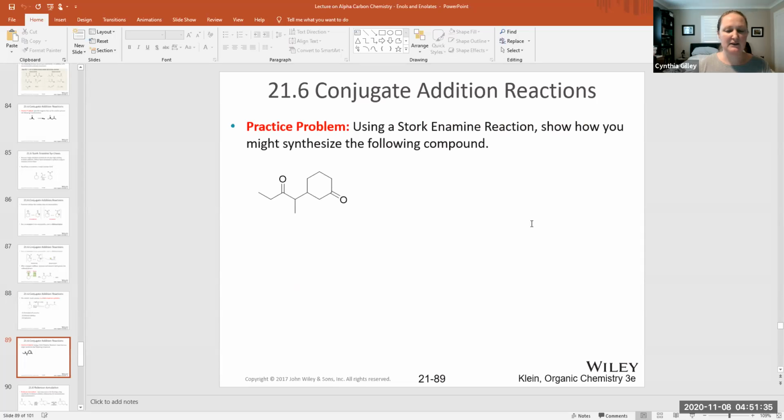Okay, let's take a break and do a practice problem. This problem asks you to utilize a Stork enamine reaction and show how you might synthesize the following compound. You just need to make this through some sort of Stork enamine synthesis. Go ahead and think about the positioning of your functional groups, what carbon-carbon bond you want to synthesize using this reaction, and simplify that through retrosynthetic analysis to reactants. Okay, go ahead and pause.